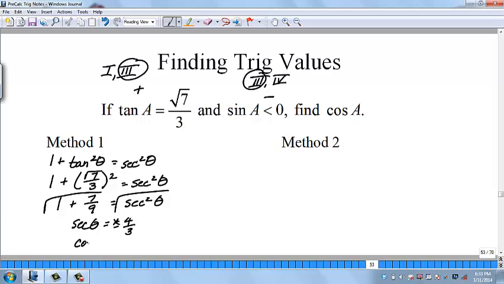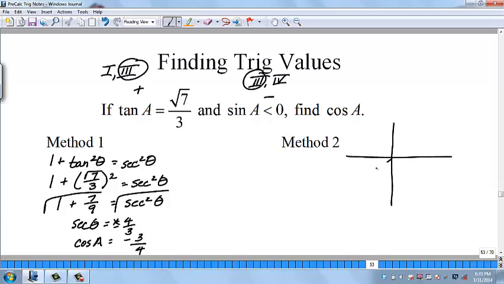So if I want to know the cosine, I'm going to flip it. It's going to be negative 3/4. Alright? Now, you can find them that way, but I prefer this other method. So let me show you method 2. Method 2 is more visual for me.